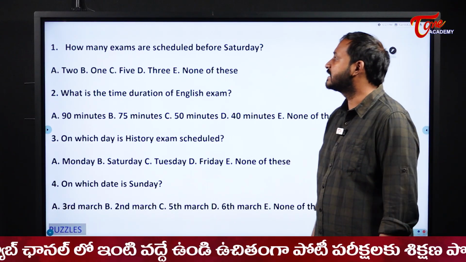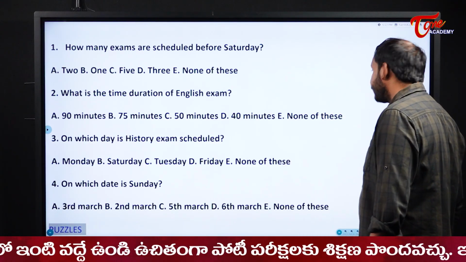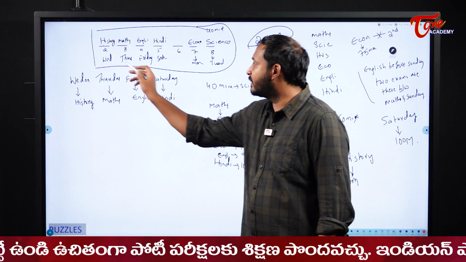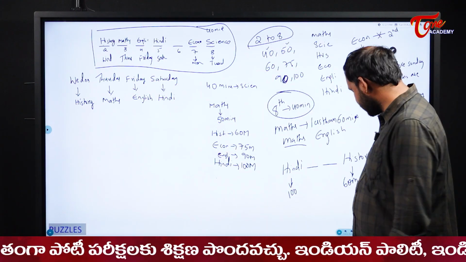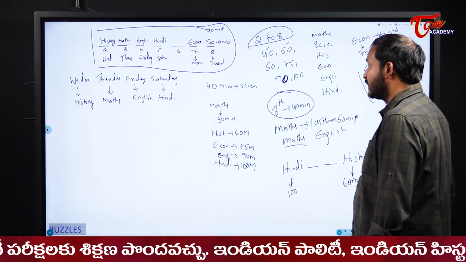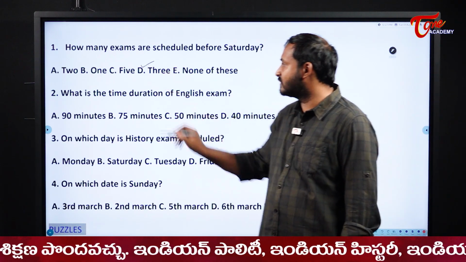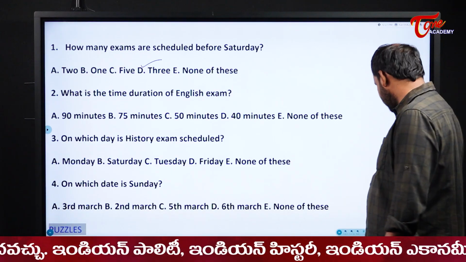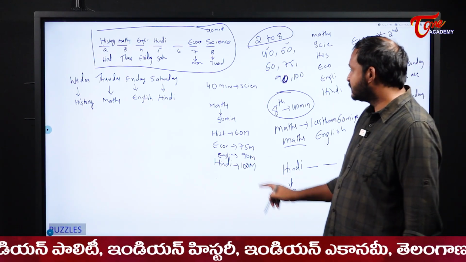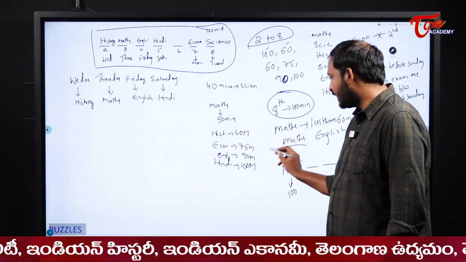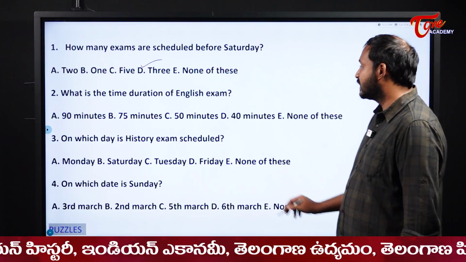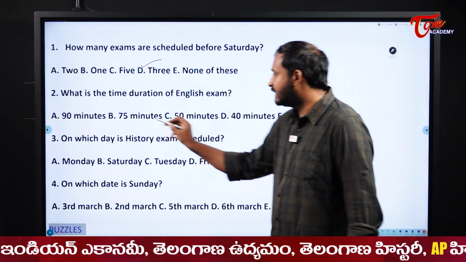First one, how many exams are scheduled before Saturday, students? Only 3 examinations are scheduled before Saturday for us. What is the time duration of English examination? English examination is for what time? 90 minutes. English examination is for 90 minutes.